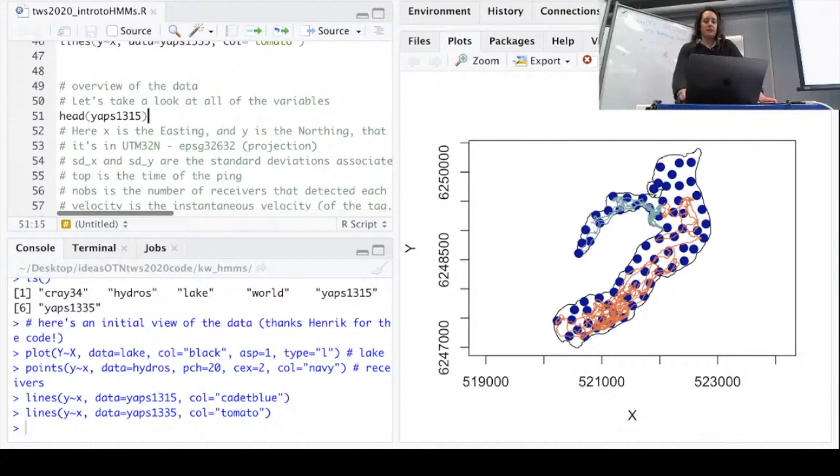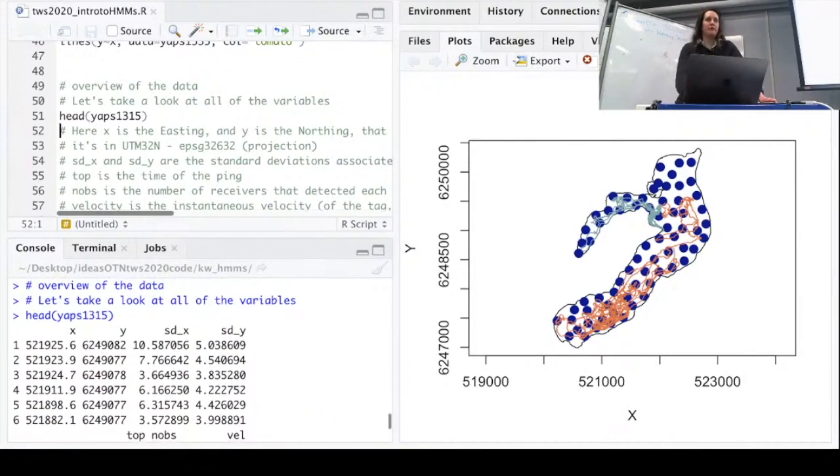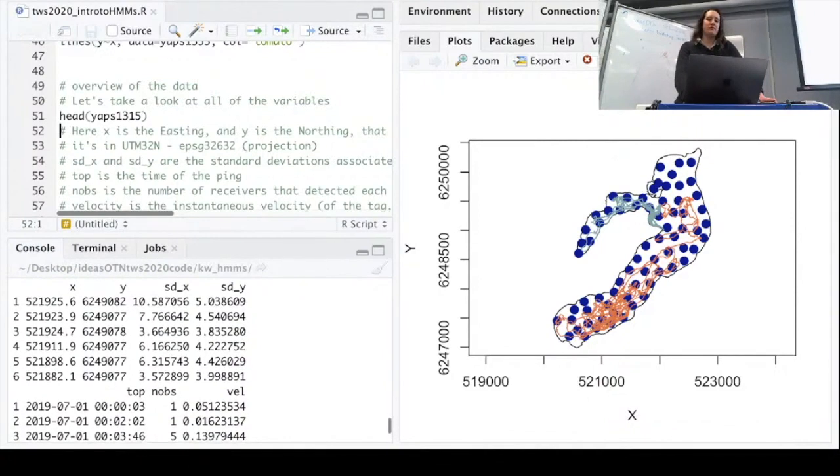Okay, and let's take a look at the YAPs data. I always use head. I don't use the view thing because typically when I have RStudio up, I just have this portion, and they're side by side, and they're filling the screen. And then occasionally plot comes up, and I get rid of it. So let's take a look at all of the variables.